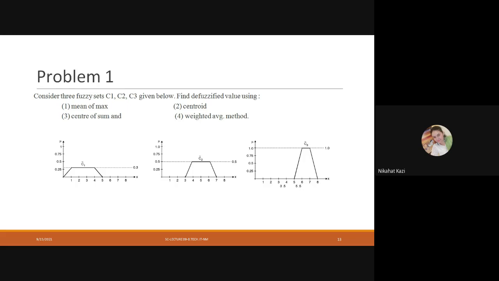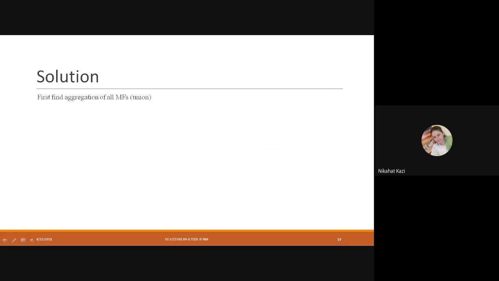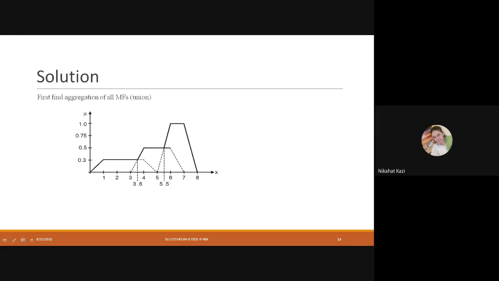So, mean of max. What you have to do first is consider this entire region. So C1, C2, C3, you have to combine together and consider the combined region. Plot it on the same graph. You take the union of all of this and plot it on the same graph. This is the combined output region, and then you apply the techniques one by one.